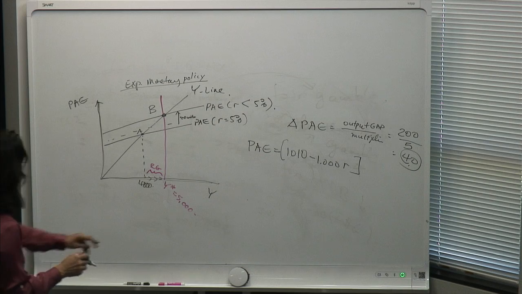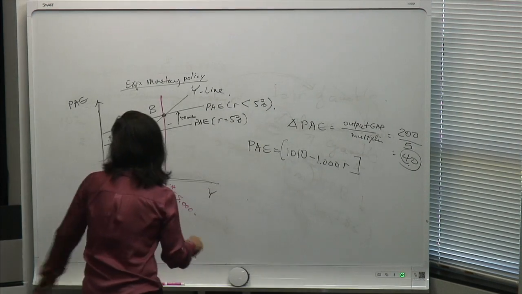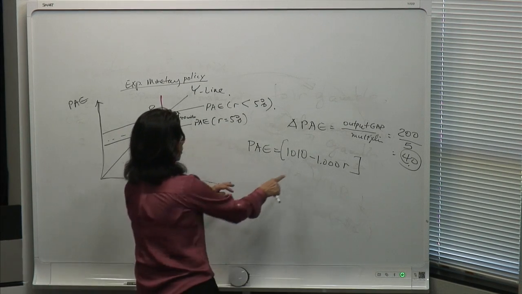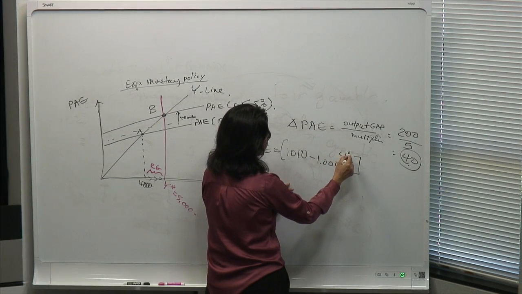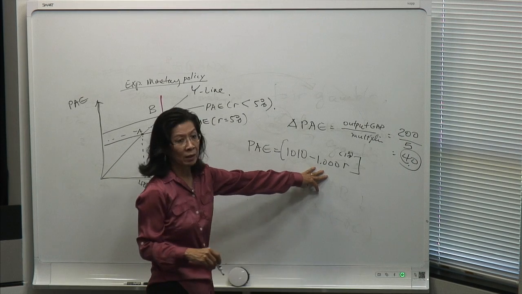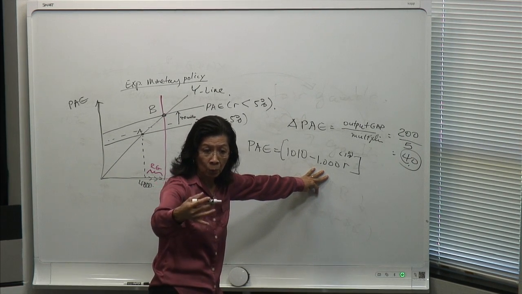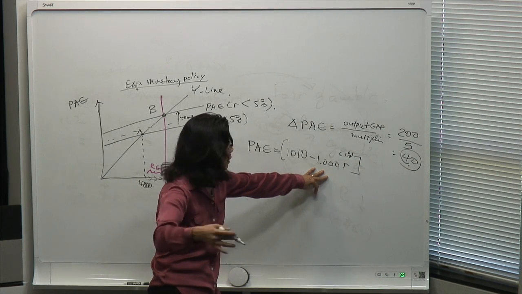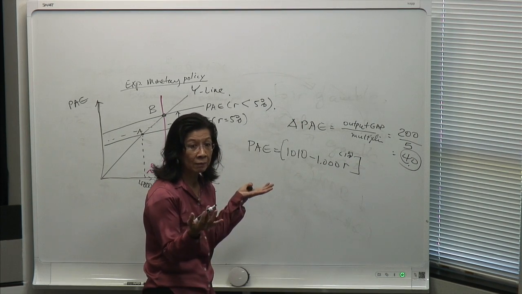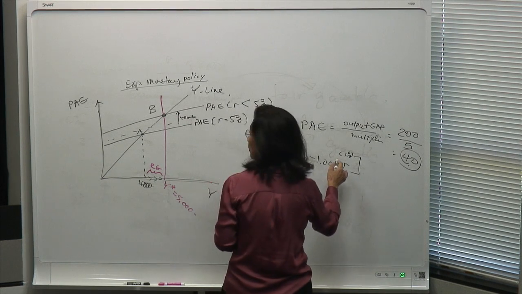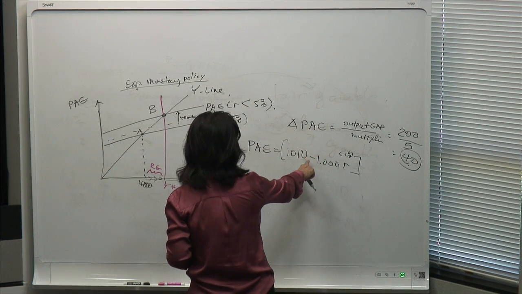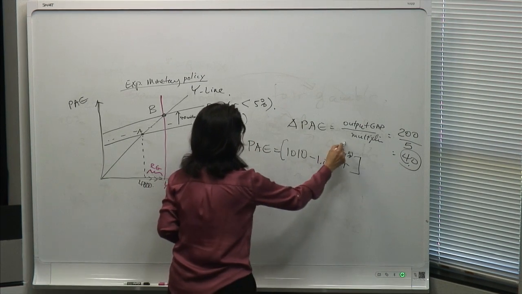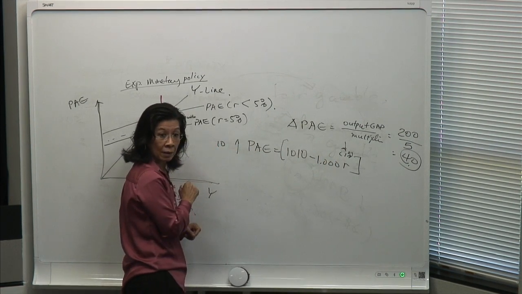So let's look at this equation here. According to this equation, if you drop the interest rate by 1%, right, if you substitute 1% here, so what is 10% of 1,000? Come on, 10% of 1,000 is? 100. 100, yeah. So 1% will be 10. Very good. So in other words, if you were to drop the interest rate, because this is negative, by 1%, PAE will go up by 10 units, correct?